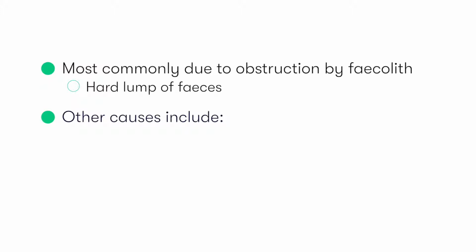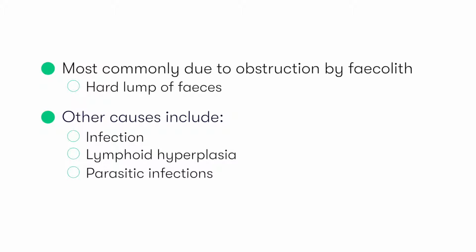feces. The other causes of luminal obstruction include infections, lymphoid hyperplasia, particularly in patients who have inflammatory bowel disease, and especially important in developing countries, are parasitic infections, which can also block the appendix. And the last cause on our list is particularly important in older patients, and it's tumours of the cecum, which as they grow, may cause obstruction of the opening of the appendix.